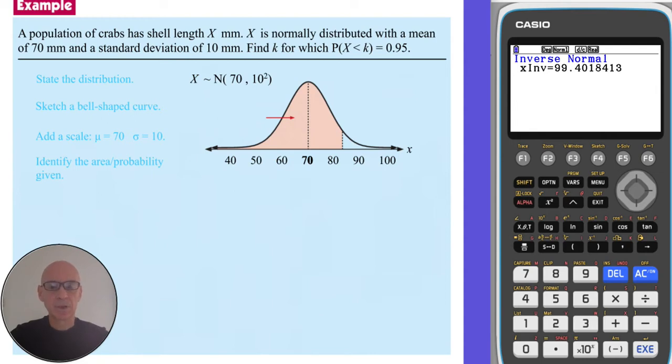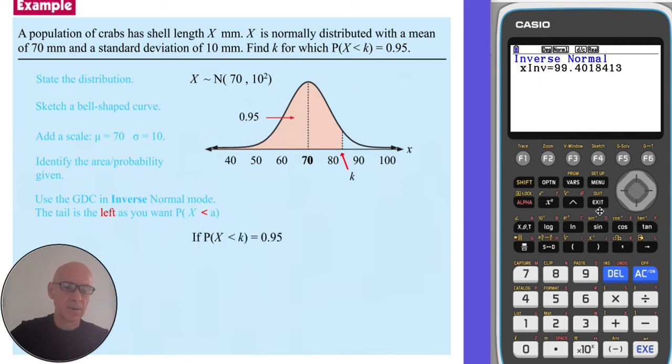And we were told the probability of x being less than k is equal to 0.95, 95%. And since that value is bigger than 0.5, bigger than half, it makes sense that k must be on the right-hand side of the diagram. So since we're finding an x value, we need to use the inverse normal function on the calculator, and the tail needs to be set to left.